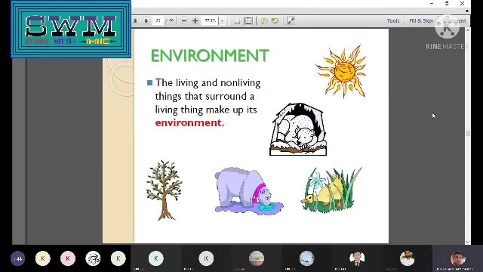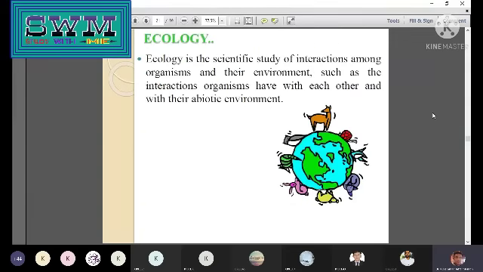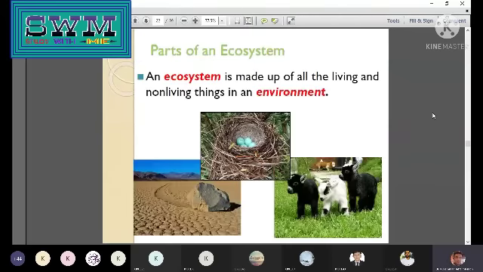Now, environment: the living and non-living things that surround the living thing make up its environment. Ecology is the scientific study of interaction among organisms and their environment, such as the interaction organisms have with each other and with their abiotic environment. And parts of an ecosystem are made up of all the living and non-living things in an environment.